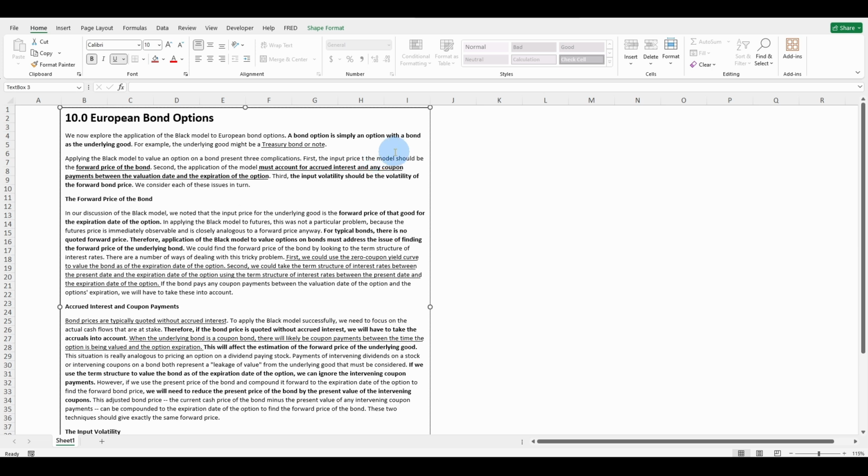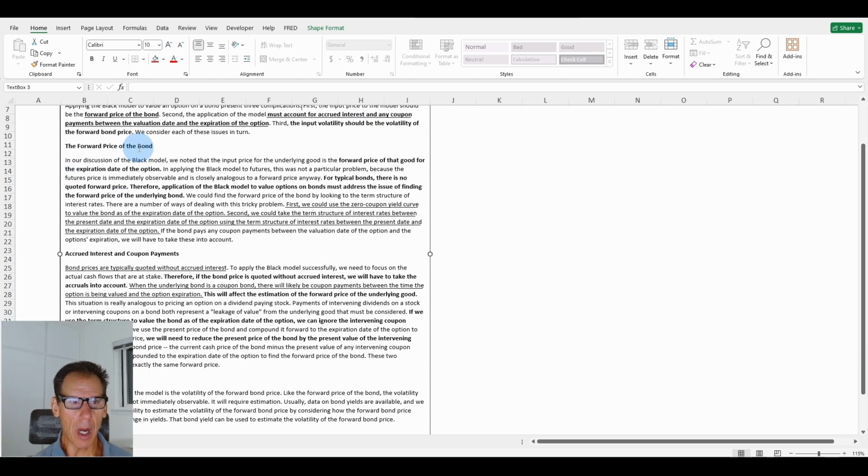First, the input price, F, to the model should be the forward price of the bond. Second, the application of the model must account for accrued interest in any coupon payment between the valuation date and the expiration date of the option. Third, the input volatility should be the volatility of the forward bond price. We consider each of these issues as follows.